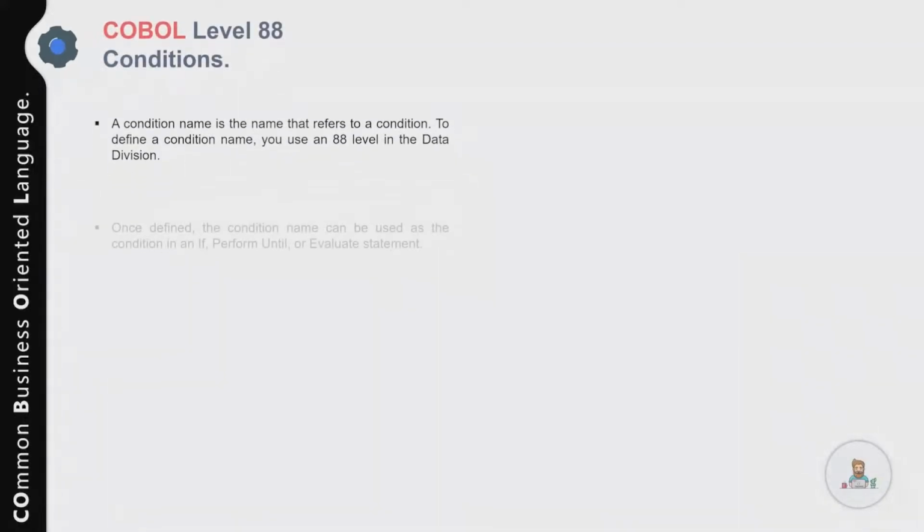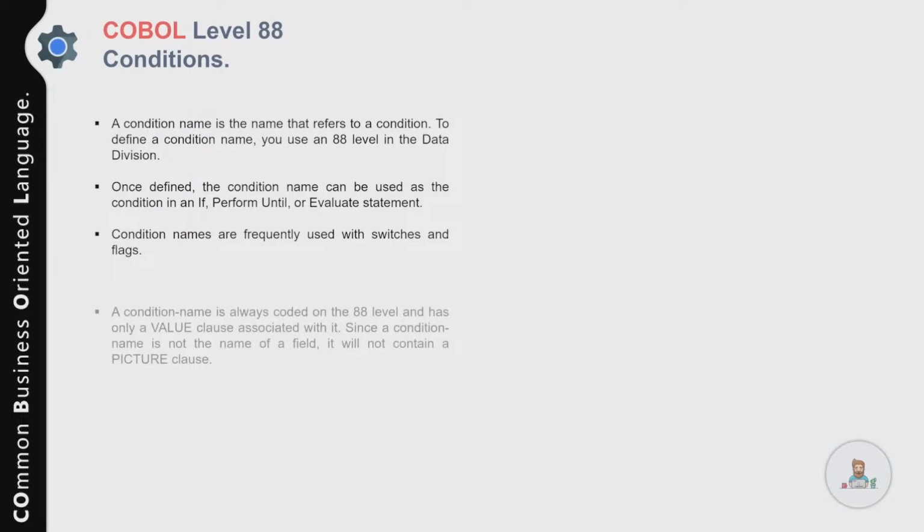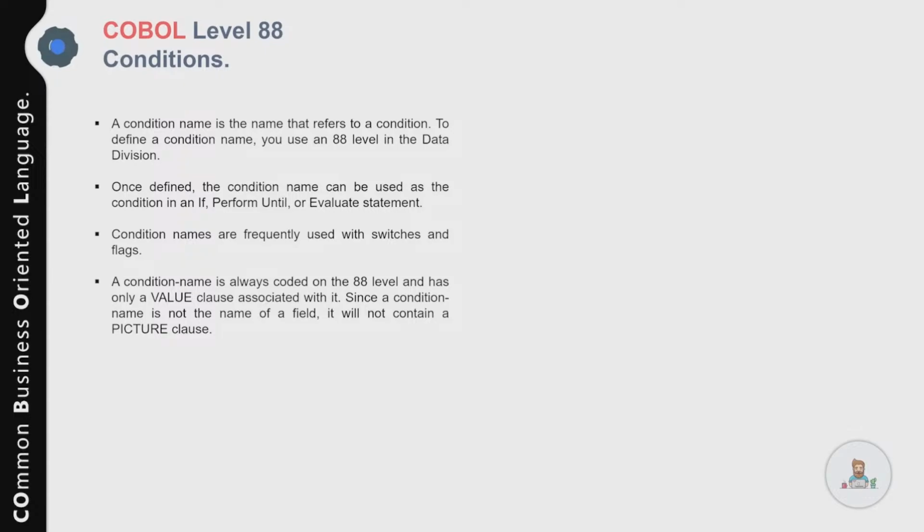Now let's talk about level 88 conditions and how you can use that in your COBOL program. A condition name is the name that refers to a condition. To define a condition, you use a level 88 in the data division. After defining the condition name, it can be used as the condition in an if, perform until, or evaluate statement. Condition names are frequently used with switches and flags.